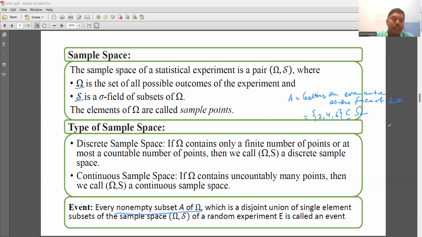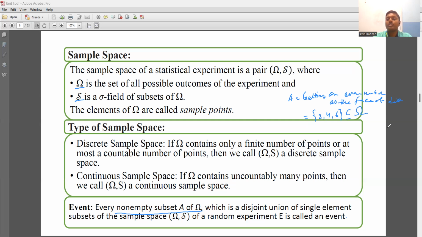Now events could be of two types: simple event and composite event. A simple event means an event which consists of only a single element. For example, in the experiment of tossing a coin, if my event is getting a head, then A contains only a singleton. So it's a simple event.